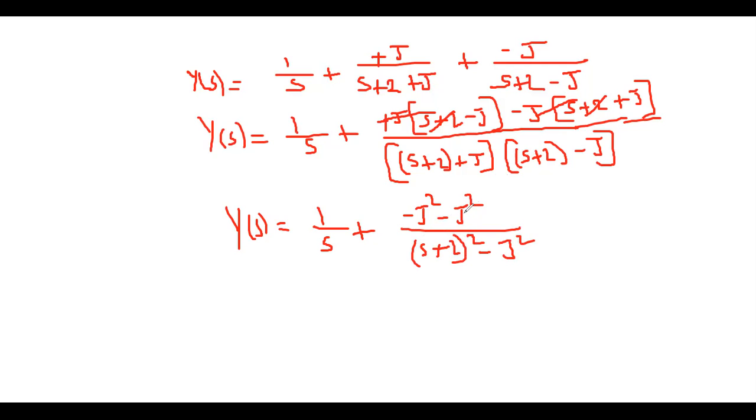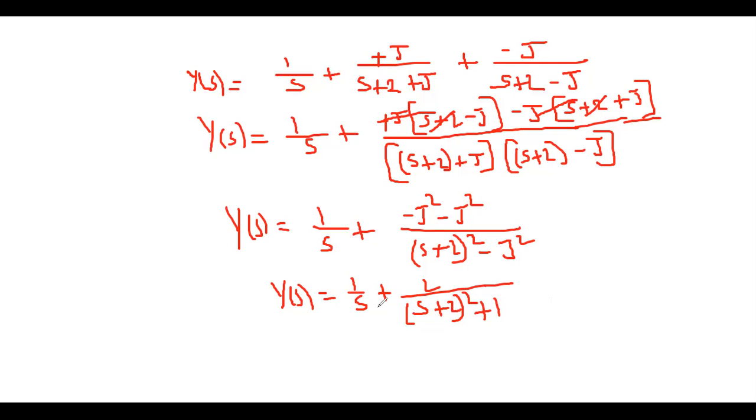What is j square? Minus 1. Minus into minus plus. Totally you'll get the 2. So Y of s is equal to 1 by s plus 2 by s plus 2 whole square. What is j square? Minus 1. It becomes 1 here. So now we can apply the inverse Laplace transformation.